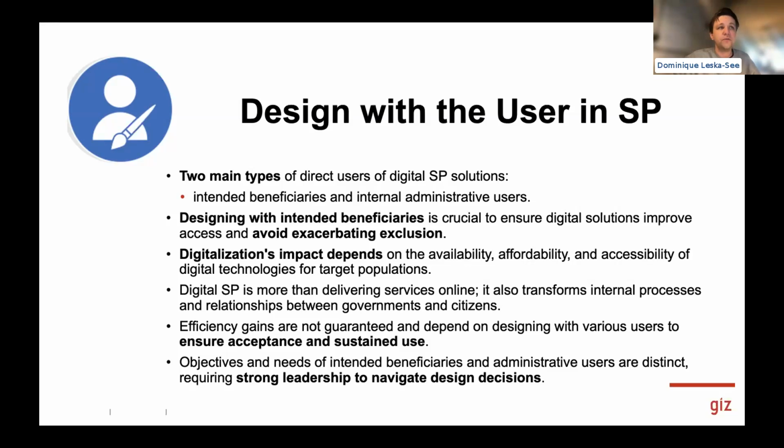use digital technologies. Digital social protection is not just about giving services online. It also changes the way things are done inside the organization and how governments and citizens interact. However, we can't be sure that things will always be more efficient. This depends on a design process that thinks about different kinds of users to make sure they will keep using the service. The goals and needs of the people we want to help and the people doing the admin work can be very different. This means we need strong leaders to make good design decisions.